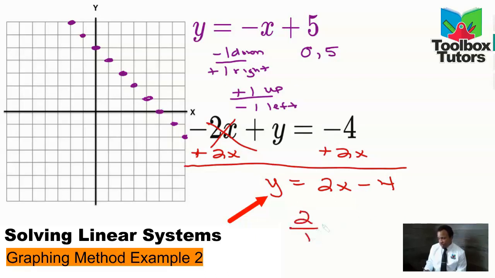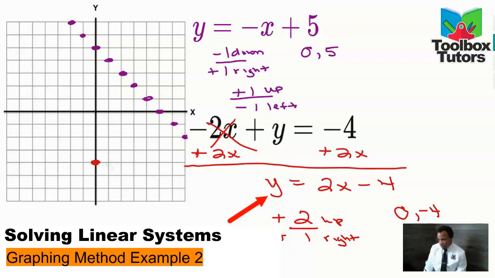Put this over 1, and we have +2, +1. This tells us we need to go 2 up and 1 to the right. But before that, we need the y-intercept, which is -4. So 0, -4, and this is where we'll start. So 0, -4 is 1, 2, 3, 4 right here.